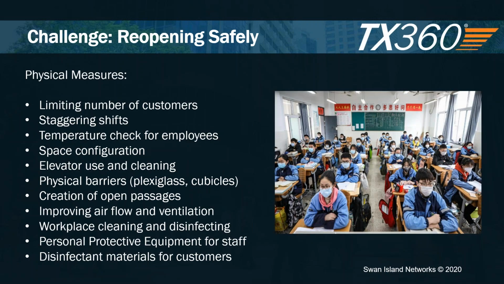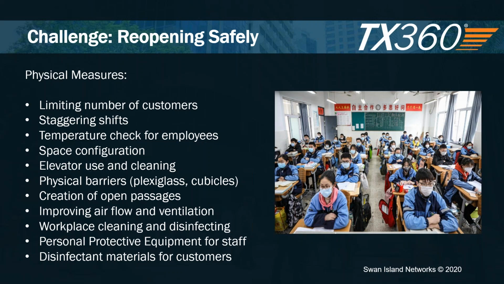Now, aside from these policy considerations, organizations are also going to have to prepare to implement physical changes to their businesses. This will include limiting the number of customers in store and the number of employees by staggering shifts. Temperature checks or signed waivers of health may also be considered as a policy implemented by employers to track their employee health.